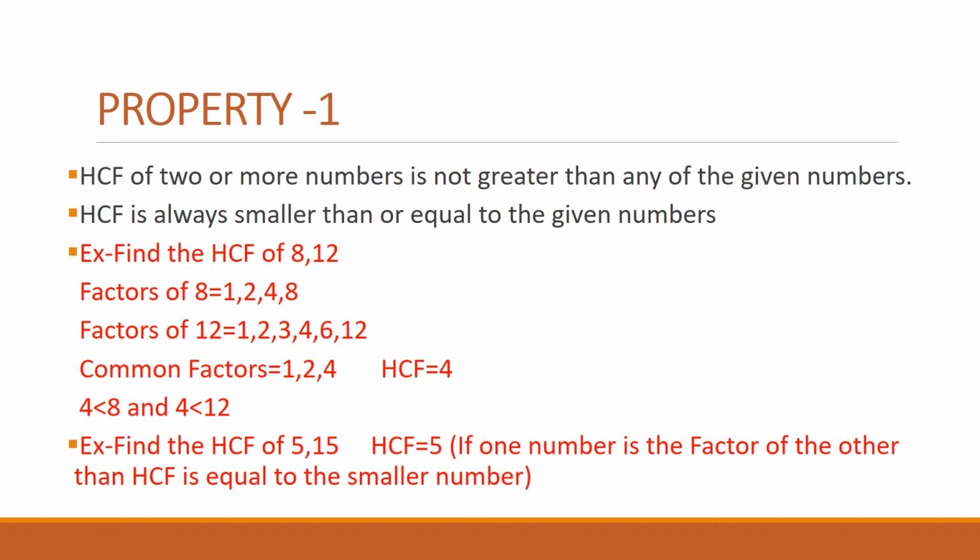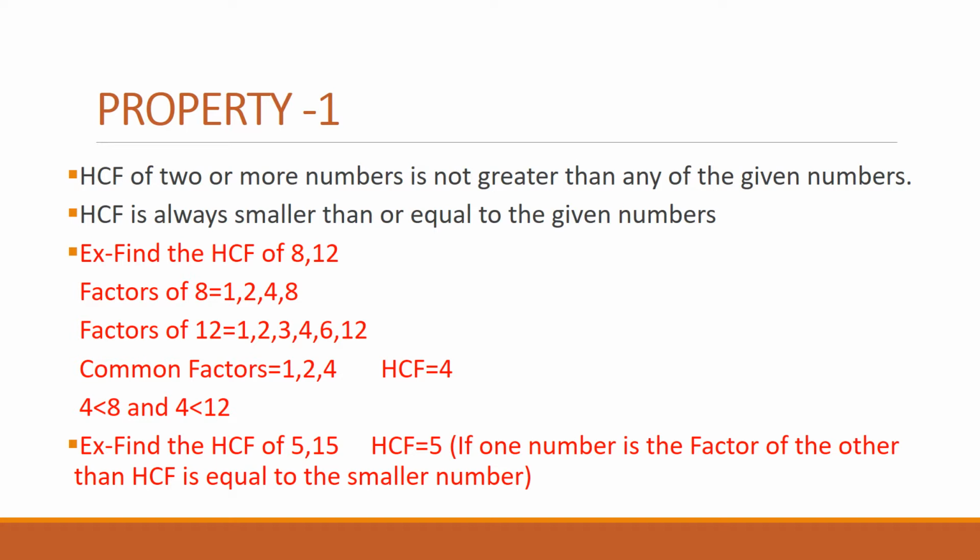And what is the highest of these common factors? 4. Now, according to the property, you can see 4 is less than 8 and 4 is less than 12. So, HCF of two or more numbers is not greater than any of the given numbers.